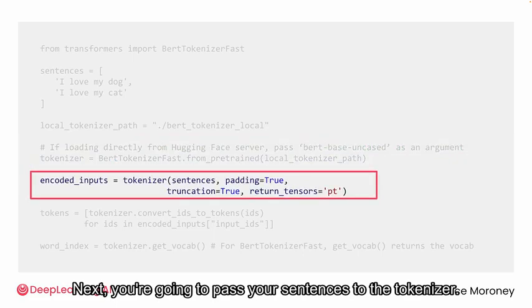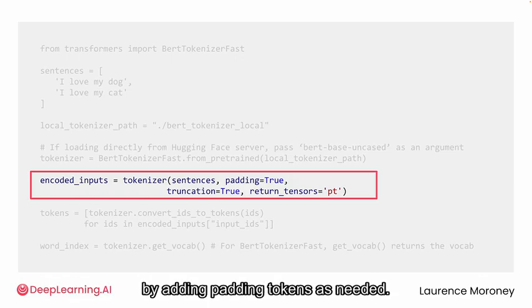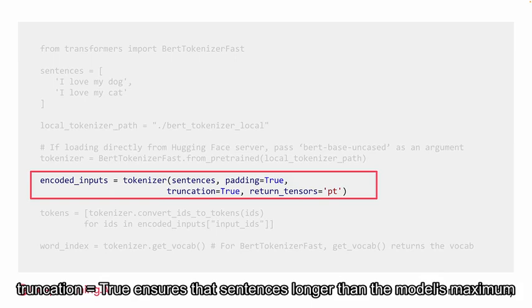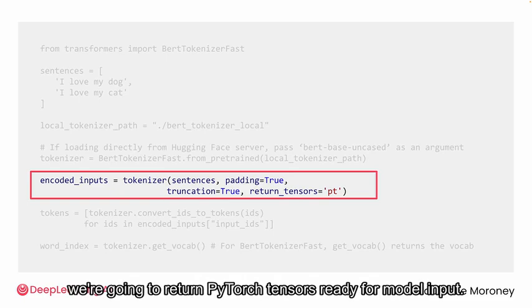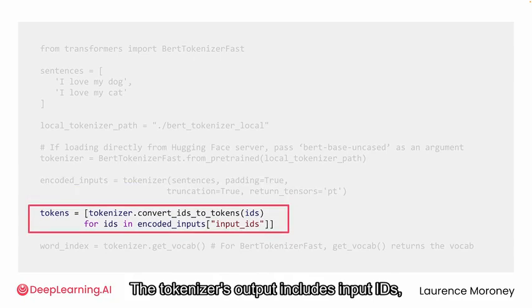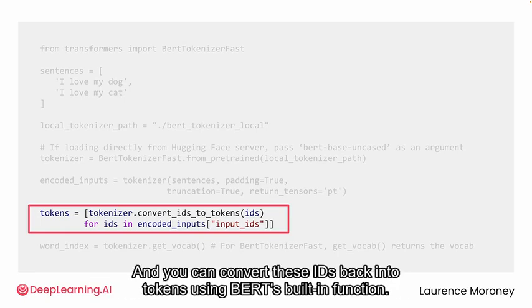Next, you're going to pass your sentences to the tokenizer. Set padding to true to ensure that all sequences are of equal length by adding padding tokens as needed. Truncation equals true ensures that sentences longer than the model's maximum will be trimmed. And then by setting return_tensors to pt, we're going to return PyTorch tensors ready for model input. The tokenizer's output includes input IDs, which are the numerical representations of your text, and you can convert these IDs back into tokens using BERT's built-in function.